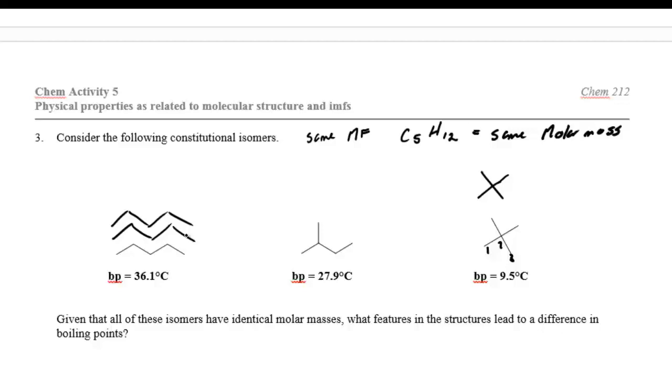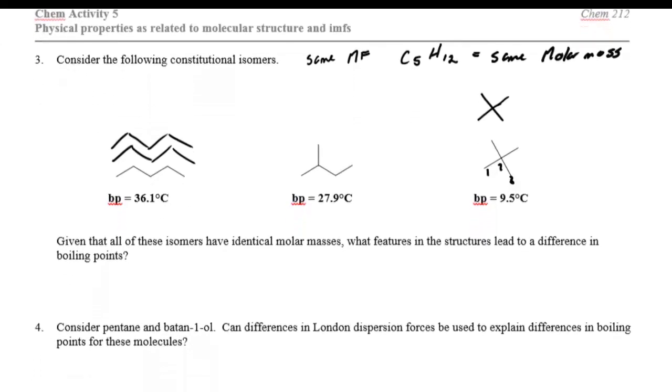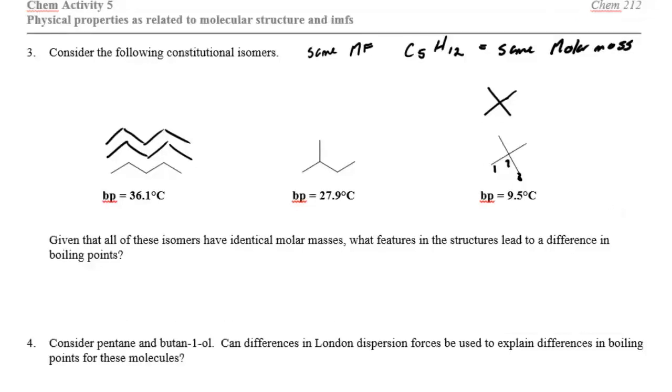So to answer the question that's given here, given that all of these isomers have identical molar mass, what features in the structure lead to differences in boiling point? Well, the difference is that pentane has greater surface area. Having greater surface area will have stronger London dispersion forces and therefore a higher boiling point.